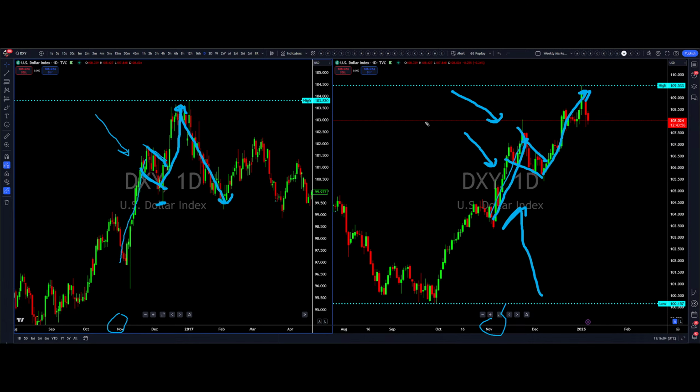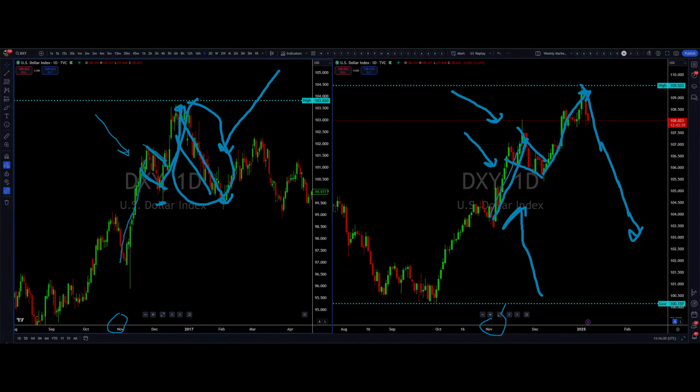All right, but for January and February, we are expecting the dollar to start falling once Donald Trump is into the office, and behave very much similarly to how it did back in 2016. All right, so this is the dollar forecast. I expect the dollar to behave in the same manner as it did back in 2016.